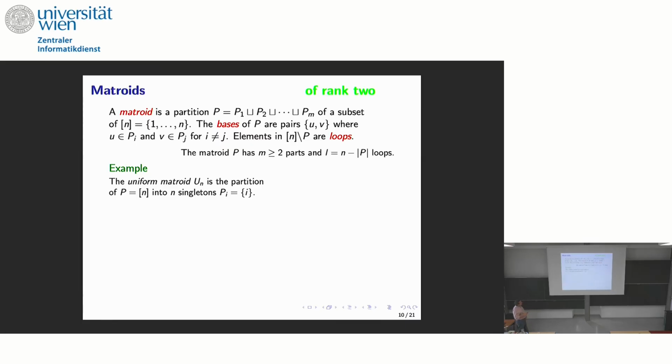Okay, so in the matroid I'm assuming that this is non-trivial, so m is at least 2, and then the number of loops is n minus the cardinality of P, by which I mean the cardinality of the union of this disjoint union. Okay? So for example, one way to partition this is nobody is a loop, everybody stays, and everybody is their own part. This I'm going to call the uniform matroid.